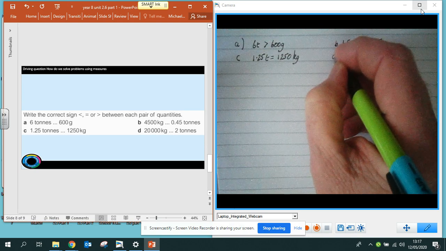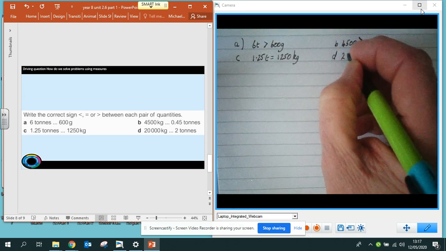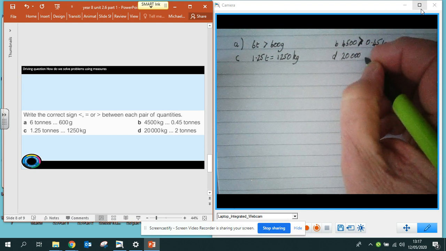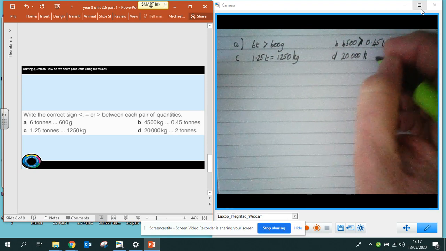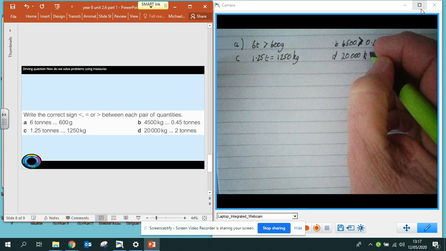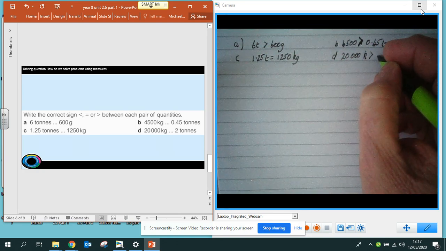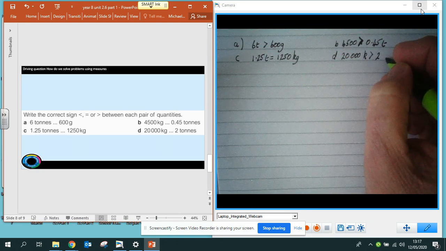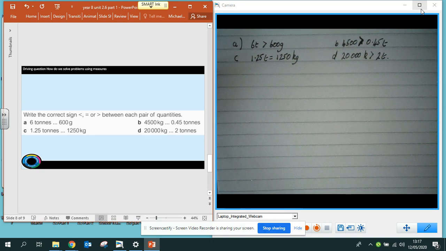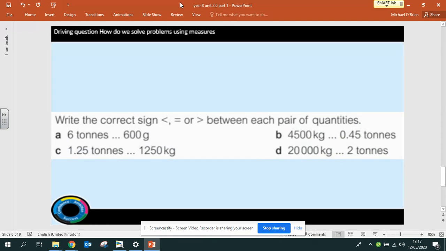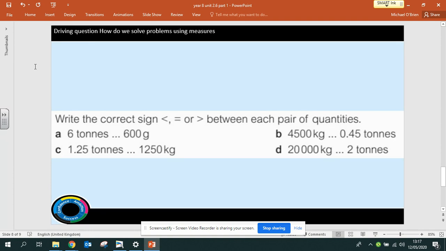And lastly, the 20,000 kilograms is greater than 2 tons. It's 10 times bigger. That's 20 tons. So anybody that did a bit of game theory and decided the last one must have been round the other way, don't do it. Okay, have a quick check. Make certain that your answers are correct. Pause the video if you need to, and then we'll be ready to move on.